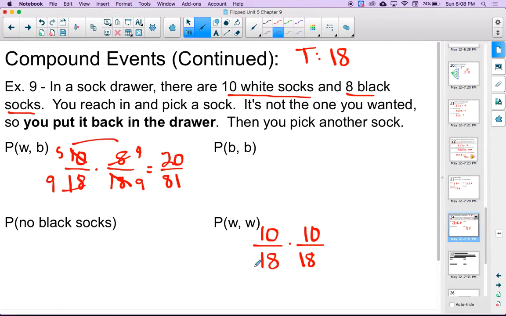Now I can do some simplifying. 10 divided by 2 is 5. 18 divided by 2 is 9. Same thing here. 10 divided by 2 is 5. 18 divided by 2 is 9. And when I multiply, I get 25 81sts. So that's the probability of picking a white sock and then another white sock.